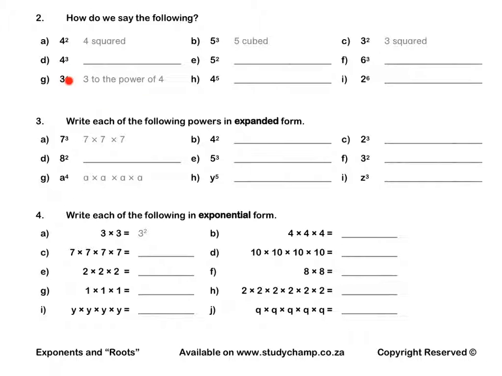3 to the power of 4 is exactly that. There is not a special way of saying it. This would be 4 to the power of 5. Press pause to complete question 2.